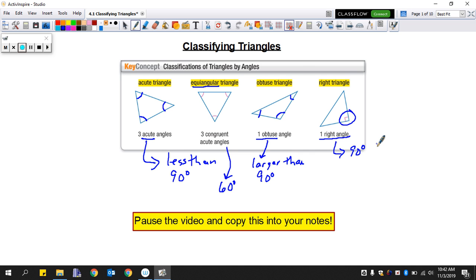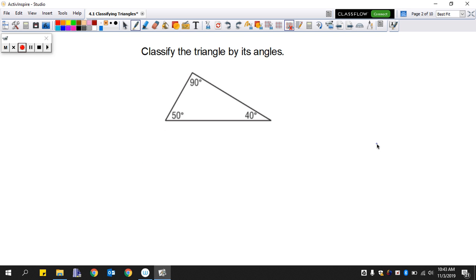Okay, the first practice problem that we're going to look at is one that has an angle of 50 degrees, an angle of 40 degrees, and an angle of 90 degrees. This is the important one right here, because we know that 90 degrees is a right angle. So if it has one right angle, this would be a right triangle.